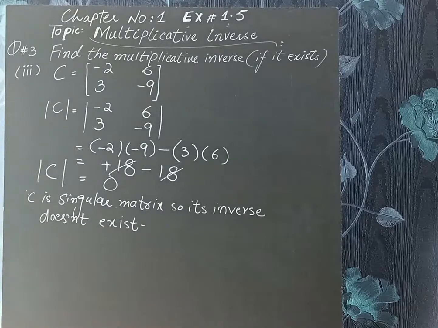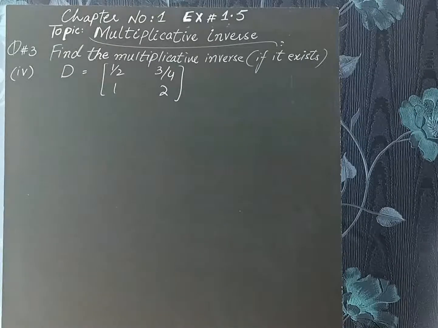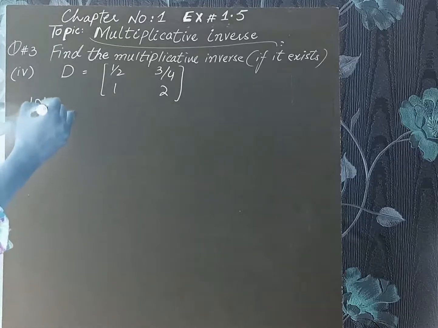Okay, now come towards part number 4. Here the matrix D is given. Here, guys, you can see part D has entries 1 over 2, 3 over 4, 1 and 2. We'll have to find the multiplicative inverse, if it exists. So for the existence, we will take the determinant of the matrix. How are we going to take its determinant?